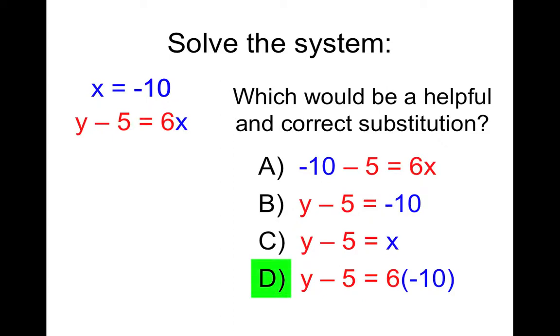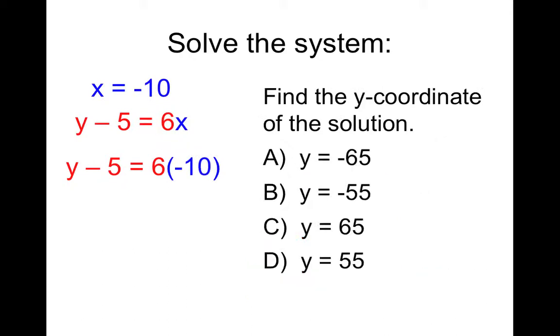If we replace the x in the second equation with negative 10, we get y minus 5 equals 6 times negative 10, just replacing the x with what it's equal to. Now you can use this to find the y coordinate of the solution. Please do that now.